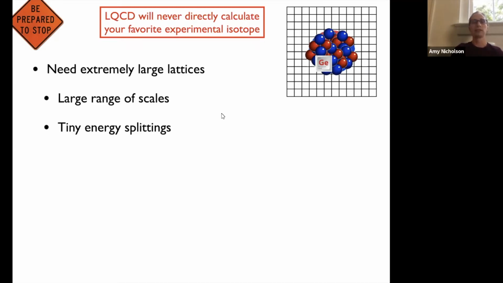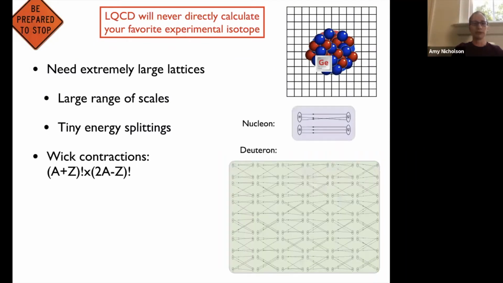You would need an extremely large number of lattice points in order to resolve both the large scale, the size of the nucleus, and also the small scale where you're starting with your quarks and gluons. The number of diagrams you have to calculate blows up very quickly, factorially. If you want to calculate the nucleon, it's two diagrams. The deuteron, you're already at 36. And by the time you get to helium-4, you're at 500,000. And this just becomes intractable.